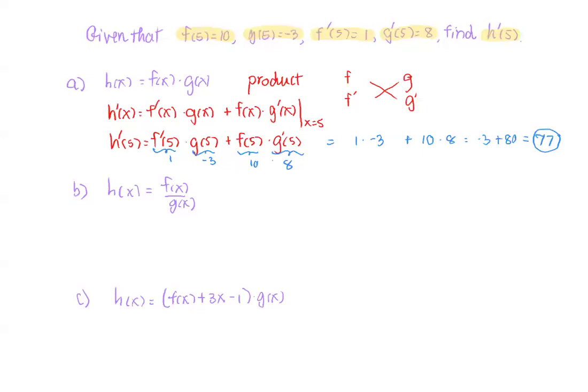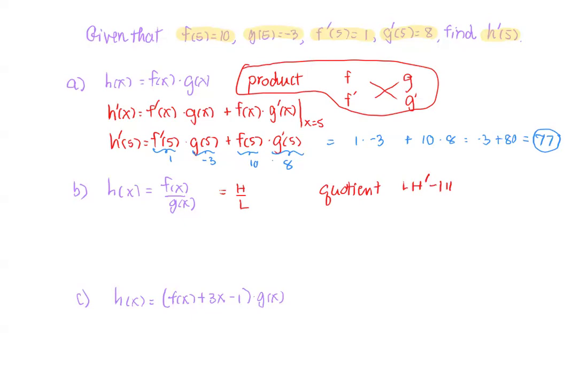For part B, we have the quotient form. Identify the top as the high function, the bottom as the low function. I'm going to put a note here. For the quotient rule, the formula is low d high minus high d low, draw the line, low squared. Therefore, we need to identify the high function, the low function, the d high function, and the d low function. In this case, the high is the function f, the low is the function g, d high is the derivative of the function f, and d low is the derivative of the function g.